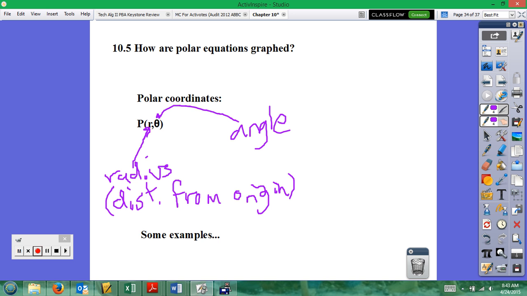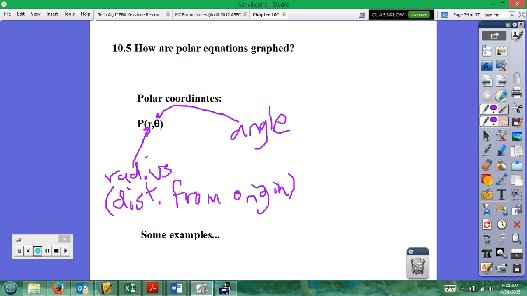And that angle would be found just like in trigonometry, where the starting point, not the terminal side, but the initial side of the angle, would start on the positive x-axis, and you would rotate counterclockwise as expected. Now, if an angle is negative, you would rotate clockwise. If a radius is negative, that just means you would go in the opposite direction.